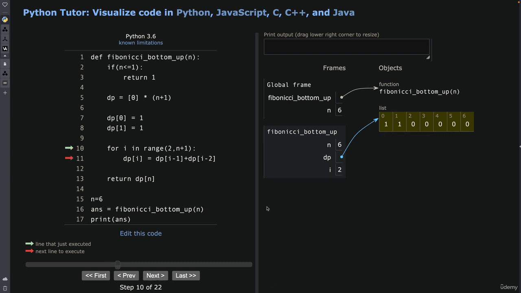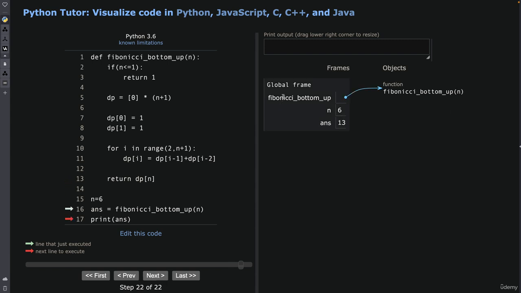Next, i is 2. See, this gets filled as 2. i is 3, it gets filled as 3. i is 4, as 5. i is 5, as 8. And i is 6 finally as 13. Once everything is done, I can come out of the loop and you can see that DP of this n, which is 6, is 13. And I get my answer as 13.